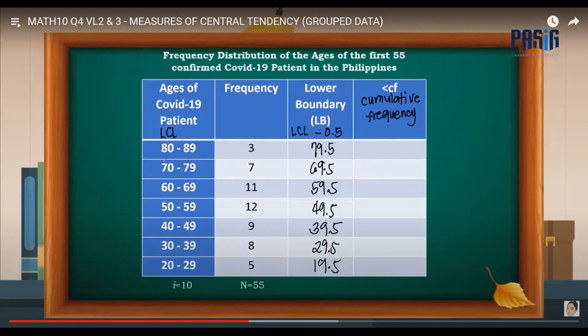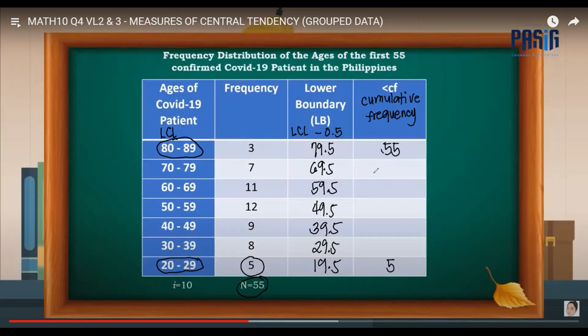Meron din kayong kailangan na i-consider. It is the arrangement of the classes, kung nasan si pinakamababang value at nasan yung pinakamataas na value. Kung nasan po si pinakamababang value, yung cumulative frequency po niya ay yung frequency din niya. At kung nasan si pinakamataas na value, kung ano po yung n, yun din po yung cumulative frequency niya.